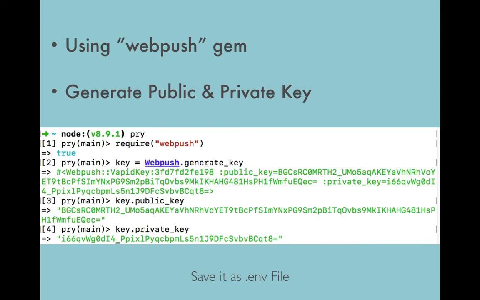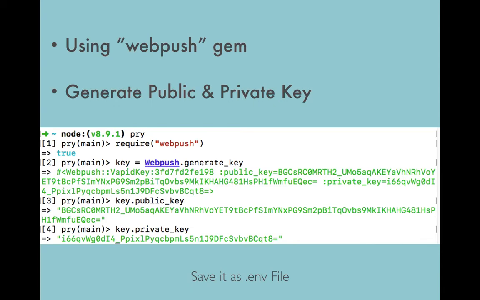before we start, we need to generate a web push gem. To have the web push gem work, using web push we need to generate two keys. As I said, the VAPID keys, one is public, one is private. So it works just like SSH, where you have a public key and a private key. The public key you can give to a server, and the private key you keep for yourself.